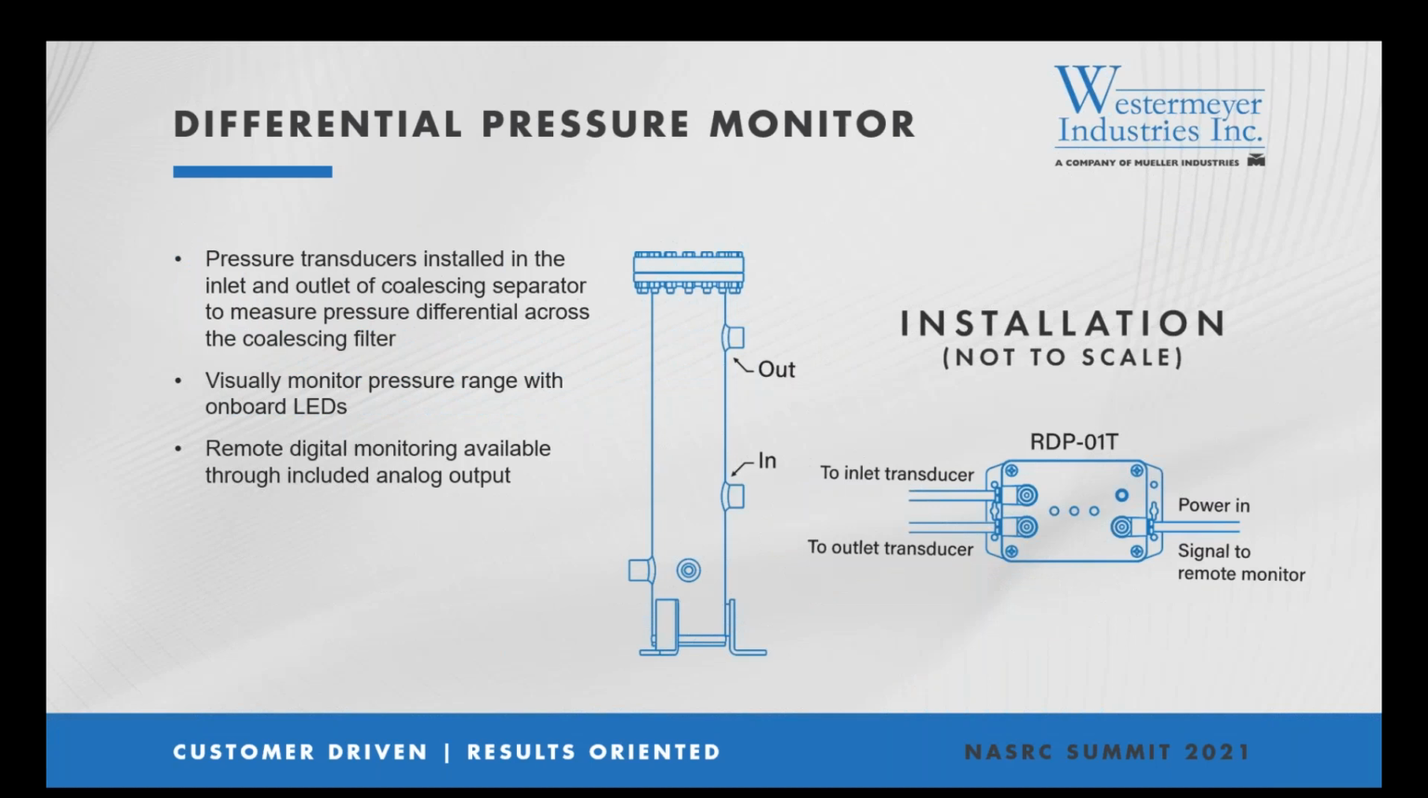So, where is this device located? You install the transducers just between the inlet and outlet of the oil separator so you can properly measure the pressure drop across the filter element itself. Please be mindful that an access valve is going to assist in servicing of this device in the event it needs to be replaced.